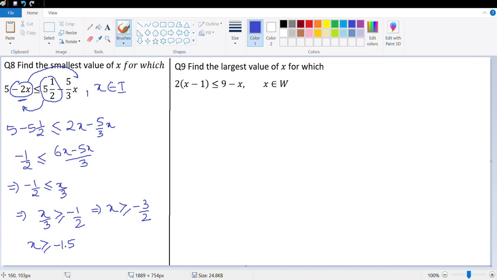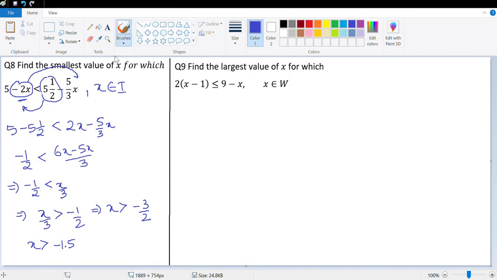Let me just check. Question number 8. Yes, I have written the question incorrectly. This is not more than or equal to. The question is only less than. Now it doesn't have the equal to sign, which means this sign goes, which means x by 3 is just more than negative half, x is more than negative 1.5.